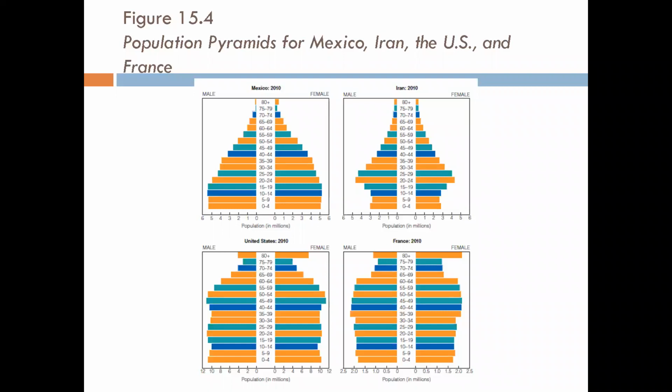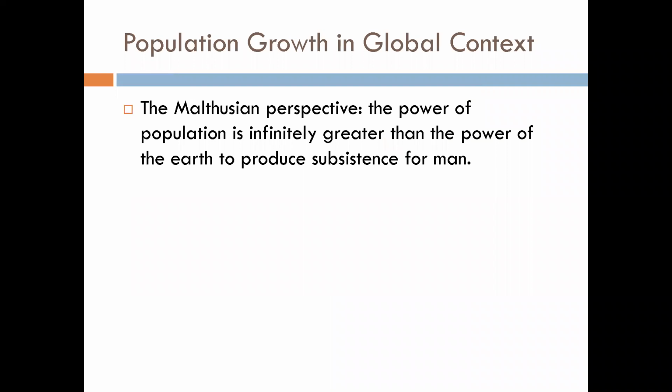So this graphic representation shows us our perspective, our visions about the future of a population. It is called a population pyramid. But population growth in global context: the Malthusian perspective says the power of population is infinitely greater than the power of the earth to produce subsistence for man.